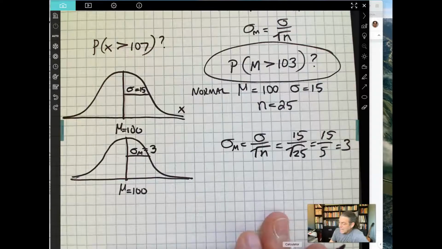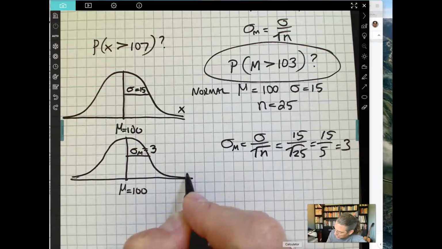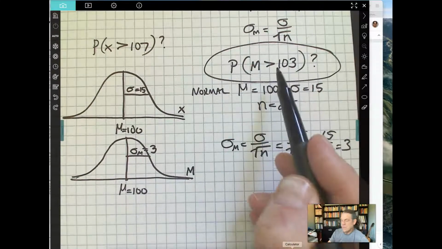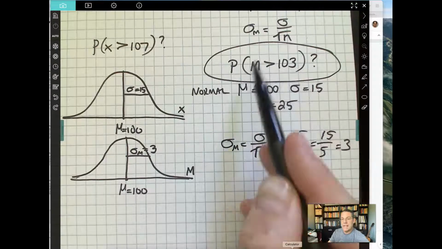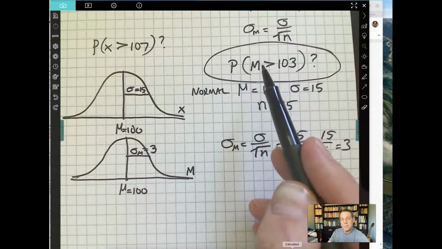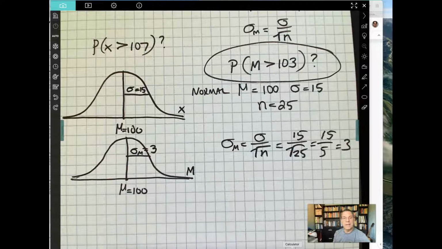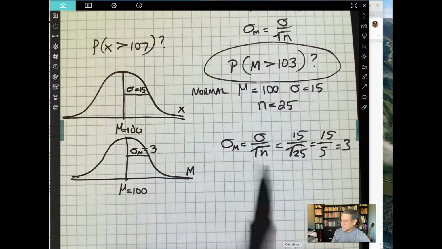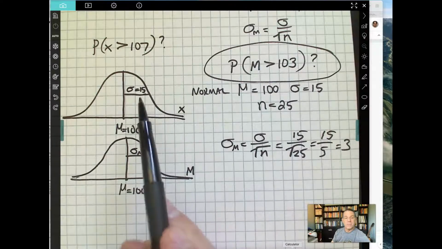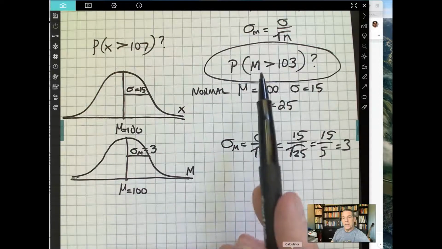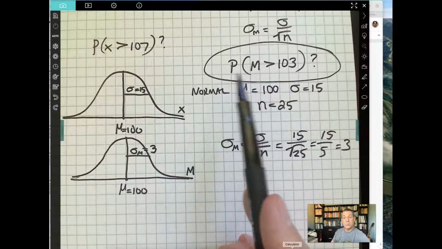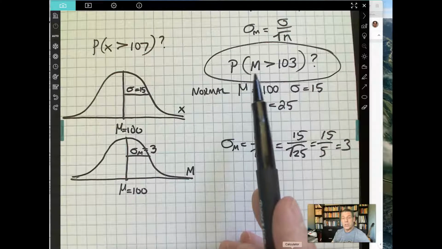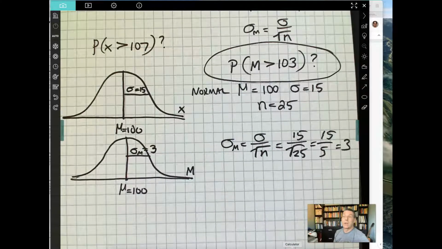So now this is the distribution of sample means, and that's the one that we want to use to answer our question. If these are all the sample means I could get, just by chance, sampling 25 people from this population, what proportion of them will be means greater than 103?